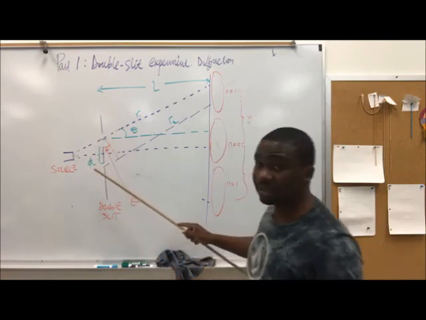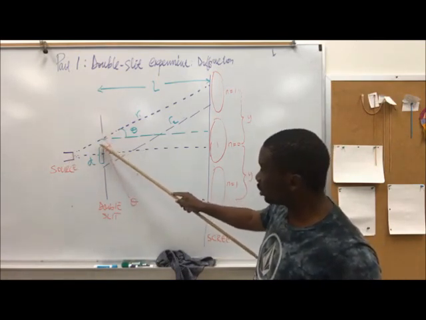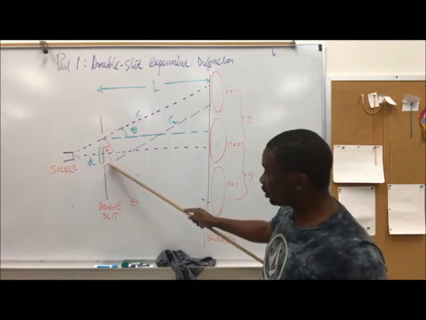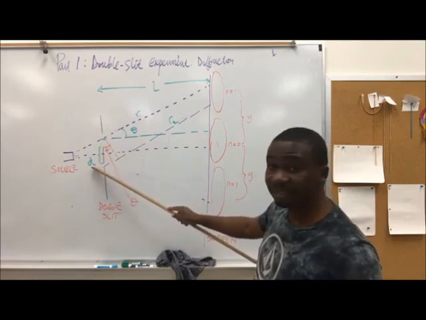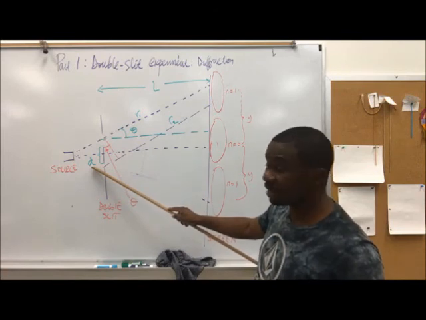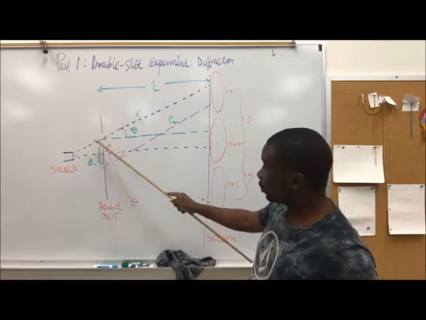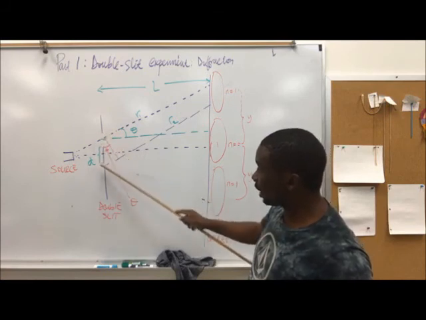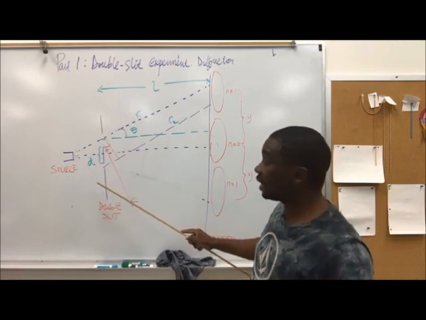So if you can see here, this is my source. This is one of my apertures. This is the other aperture. And the distance between the two apertures is labeled lowercase d. And so when the light reaches the apertures, this aperture here and this one here behave as though there were two distinct sources of light.